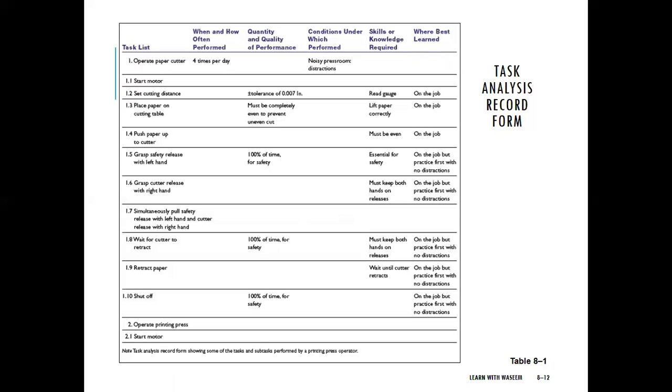Some managers supplement the job description and specification with a task analysis record form. This consolidates information regarding tasks and skills in a form that is especially helpful for determining training requirements. In front of you in table 8.1, we have a sample of the task analysis record form. I would recommend you go through this form, and also search for other task analysis record forms on Google. This will help you to understand it more.